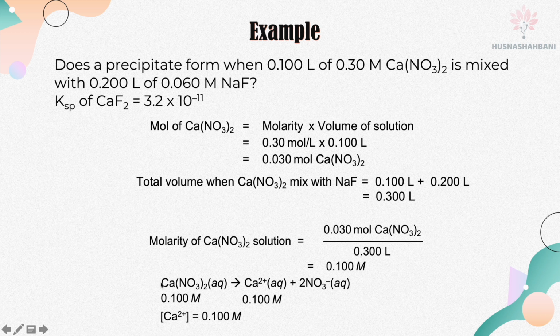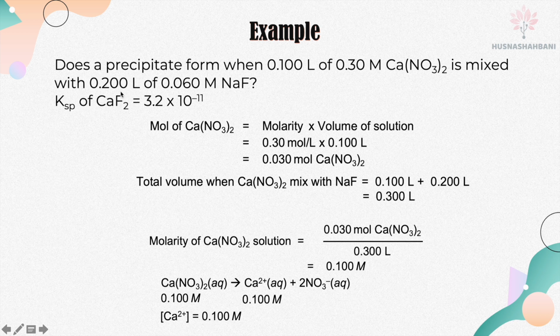From here, with 0.1 molar, we ionize the Ca(NO3)2 to become Ca2+ and 2NO3-. We want the Ca2+ aqueous concentration in order to get the Ca2+ for CaF2. Since this is 1 mole, the Ca2+ concentration is 0.1 molar. Now we already have the concentration of Ca2+.